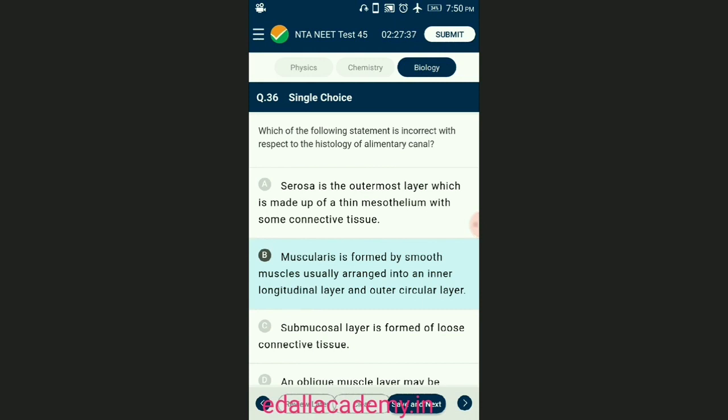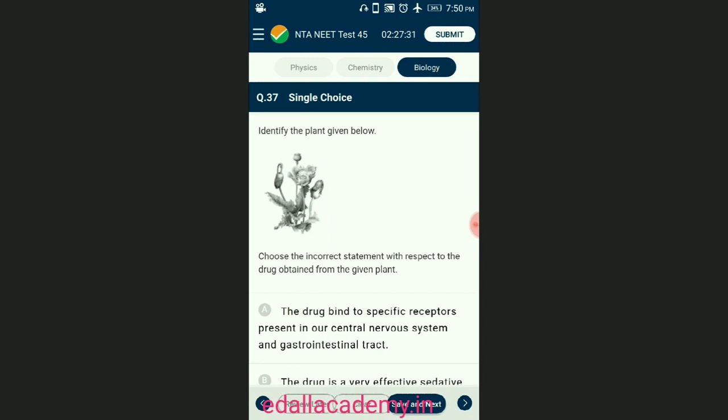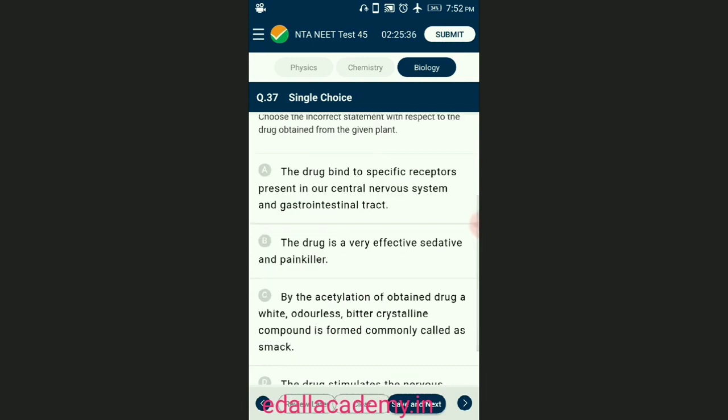Question number 37. Identify the plant given below. Choose the incorrect statement with respect to the drug obtained from the given plant. Heroin, also called diacetyl morphine, is a highly addictive morphine derivative that makes up a large portion of the illicit traffic in narcotics. Heroin is made by treating morphine with acetic anhydride. The resulting substance is 4 to 8 times as potent as morphine. Morphine is generally used as a painkilling drug. It is an alkaloid found in opium.